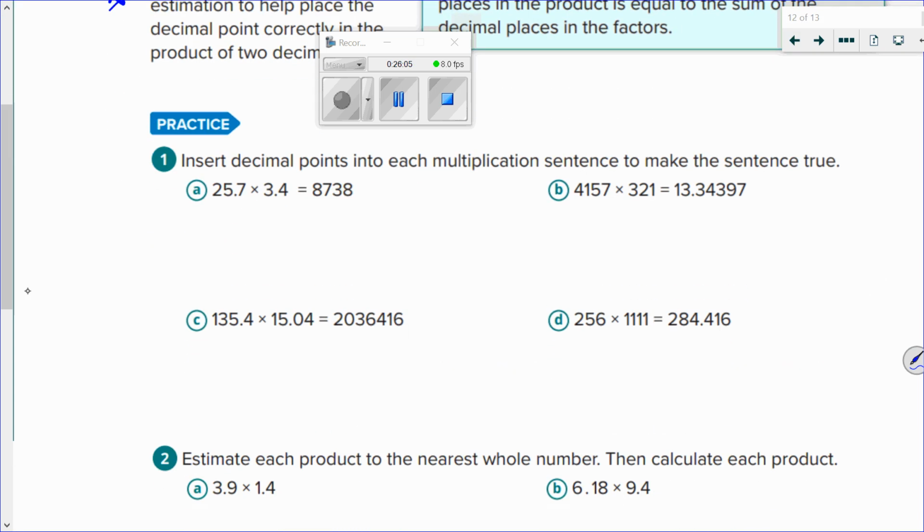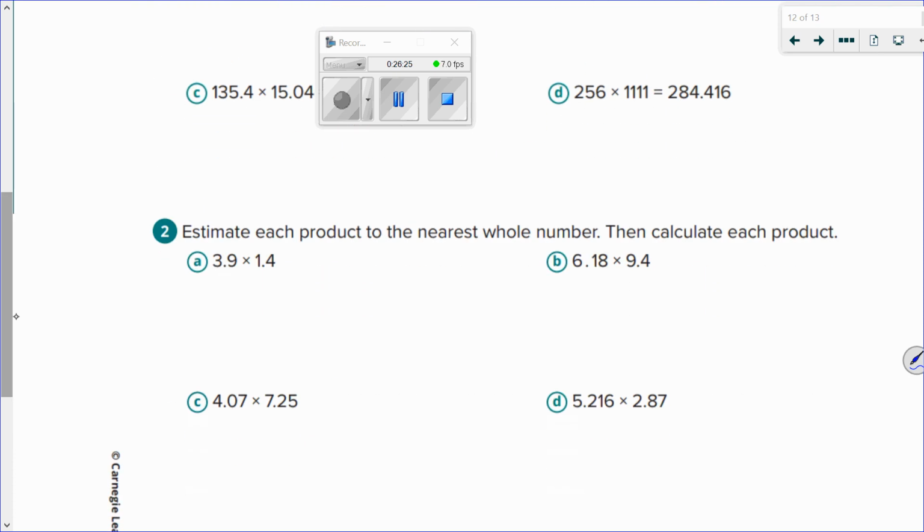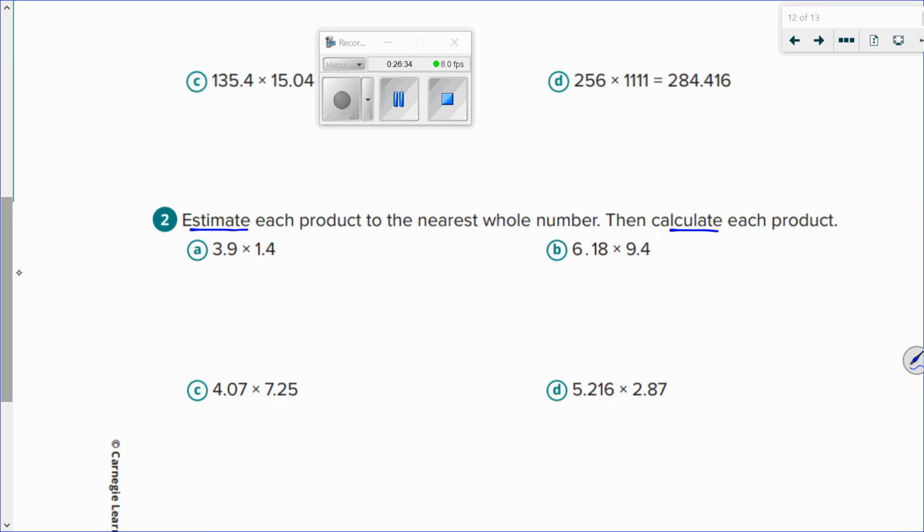Practice. Insert decimals. Now, one thing I like about this one, sometimes the answer doesn't have decimals. Sometimes the product doesn't have decimals. So, there's going to be a lot of correct answers for B. You have a lot of options. Make sure you put them in the correct spot. Number 2, estimate and then calculate. I need 2 answers for every one of those. Make sure you've done both the estimation and the calculation.